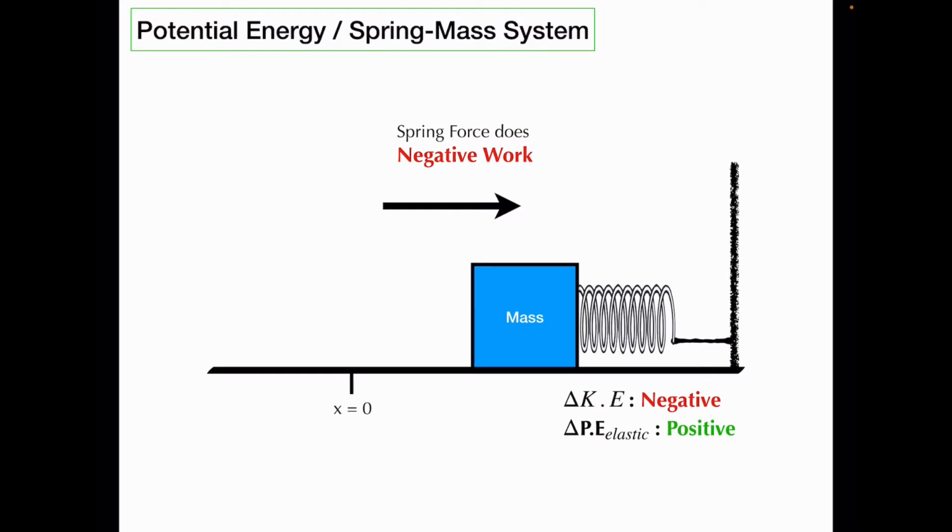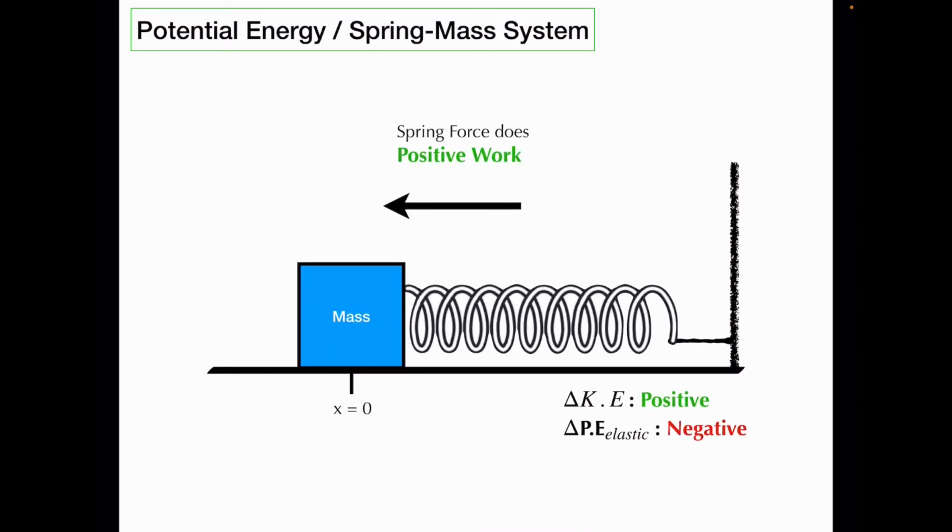Now we let it go. In this case, the object is released to go back to its normal position under the action of the spring force, and during the object's motion towards x equals 0, the spring force and motion of the object are both in the same direction. Therefore, the work done is positive. Also, its kinetic energy increases because it speeds up, and its potential energy decreases because the spring expands.